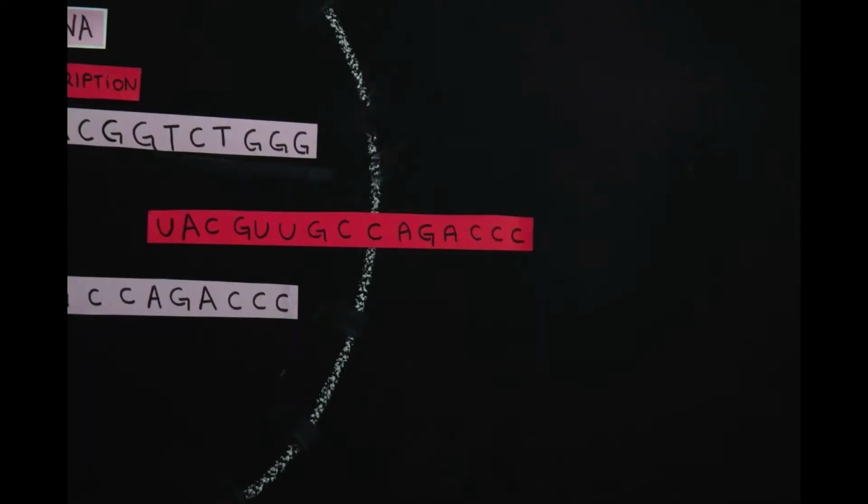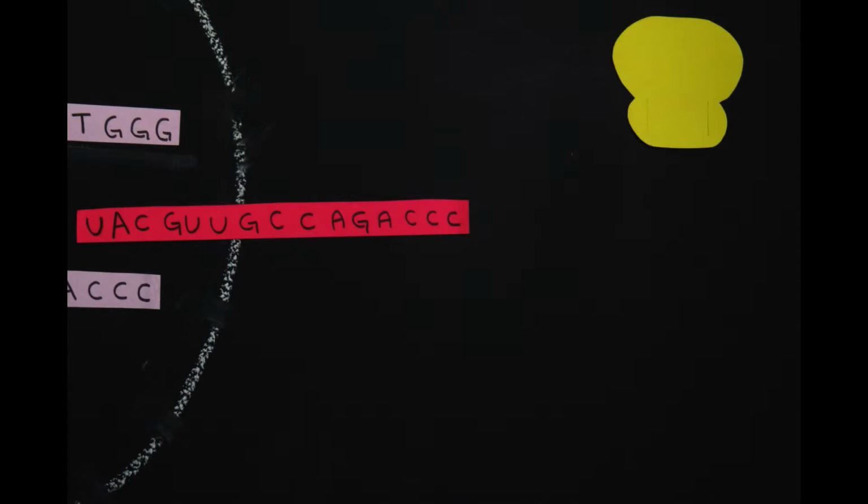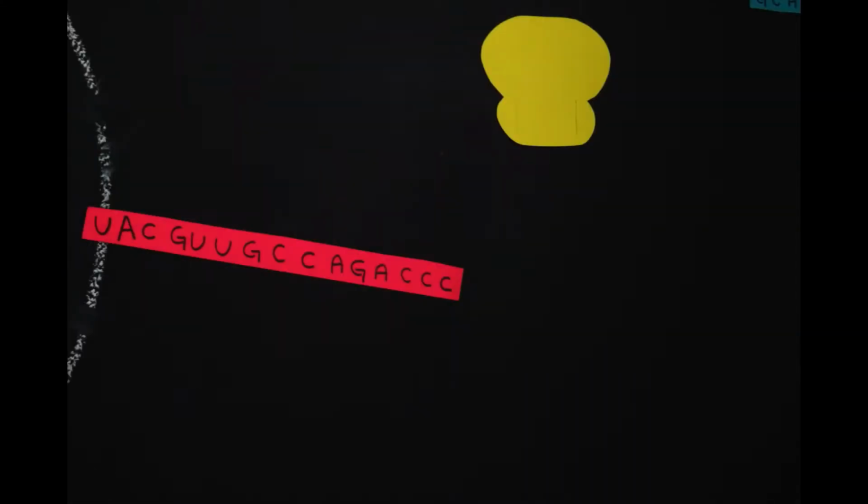But the RNA doesn't have thymine to pair with adenine. Instead, adenine will pair with uracil. Guanine still pairs with cytosine. Now, RNA can take the DNA messenger to the cytosol in a code form. That's the reason this RNA is called messenger RNA.